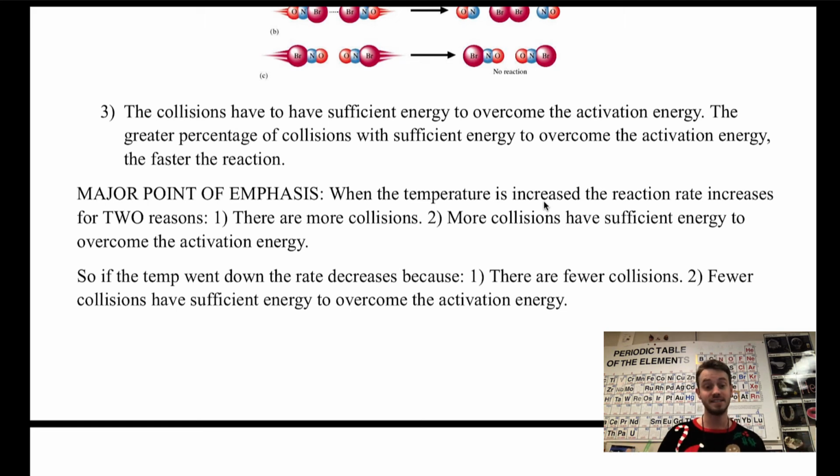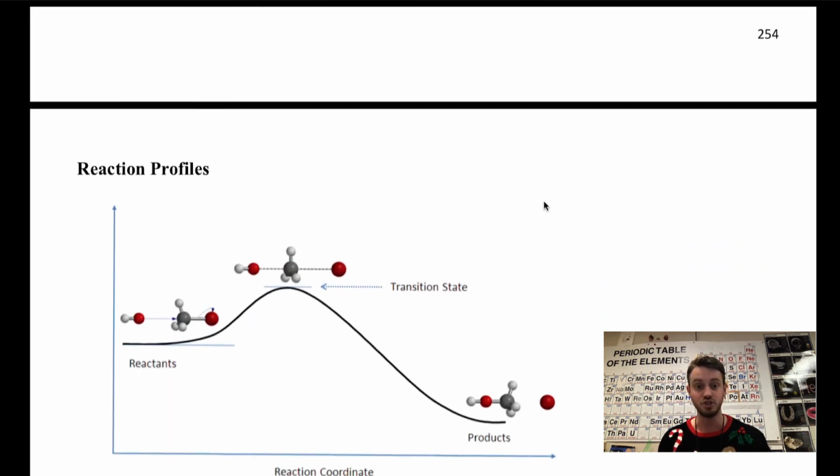You could think the opposite would be true if the temperature went down. There are fewer collisions, because the particles are moving slower and they're not going to hit each other as often. That lowers the rate. And also, fewer collisions are going to have enough energy to overcome the activation energy. They're lower energy, so when they hit, the bond may not break because the activation energy hasn't been reached.